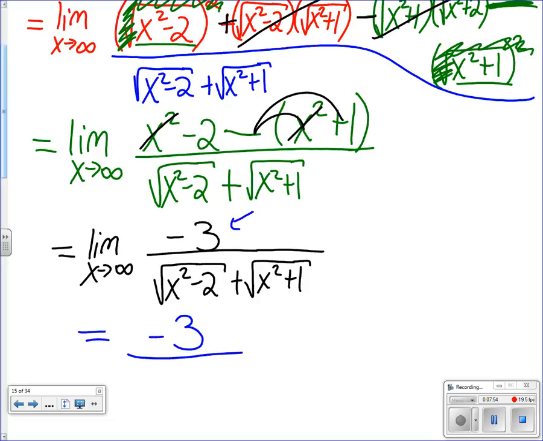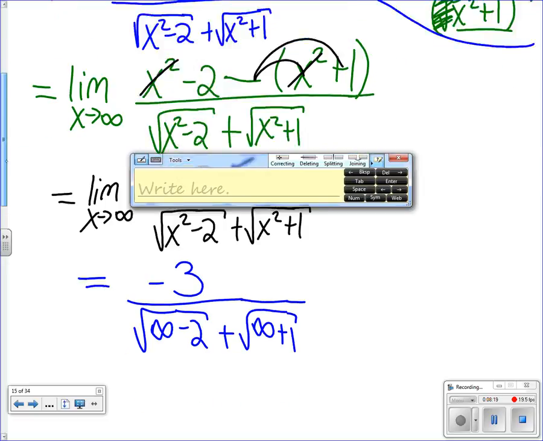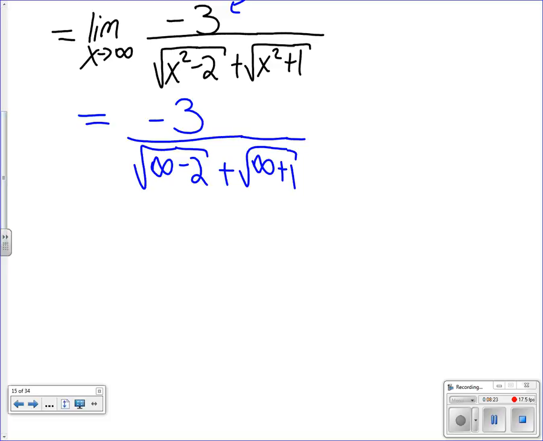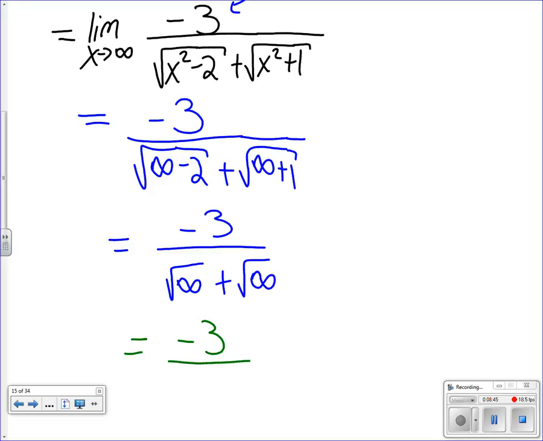Infinity. Well, let's think about that. We have infinity squared. Well, that's still just infinity minus 2, plus, same thing over here, infinity squared is still just infinity plus 1 underneath that square root. And then we end up with the square root of infinity minus 2 is still just the square root of infinity, plus the square root of infinity plus 1 is still the square root of infinity. Still have negative 3 on top over the square root of infinity plus the square root of infinity.